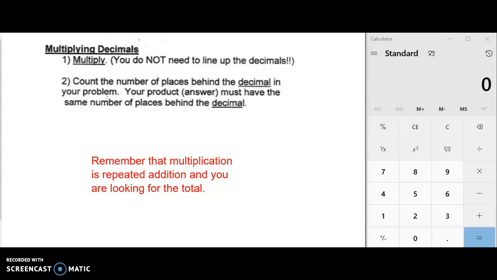Step 2, count the number of places behind the decimal in your problem. Your product, or the answer, must have the same number of places behind the decimal. Remember that multiplication is repeated addition, and you are looking for the total.